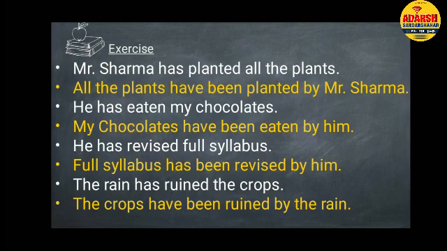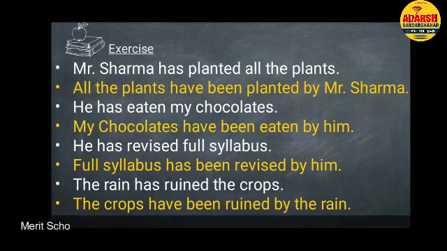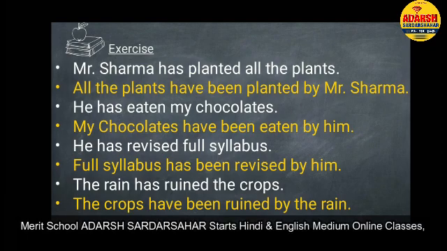Now next, which is he has revised full syllabus. Here, according to our first step, identify subject, verb, object. Our subject is he, because he is the doer and it is a pronoun also. Now next is identifying object and verb. Verb is an action, so our action is revised, which is the verb, and our object is full syllabus.